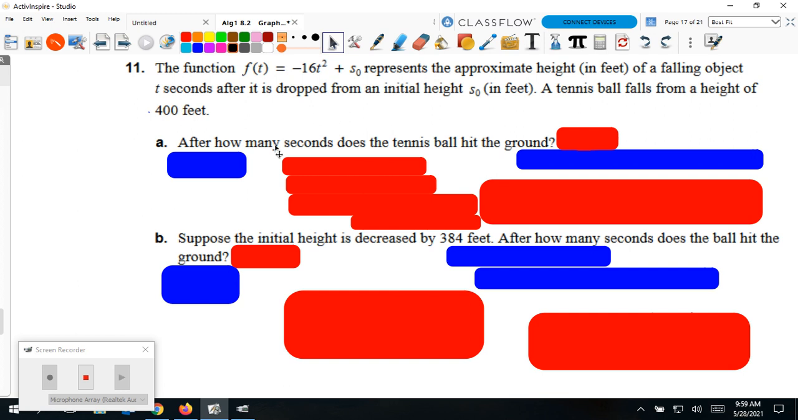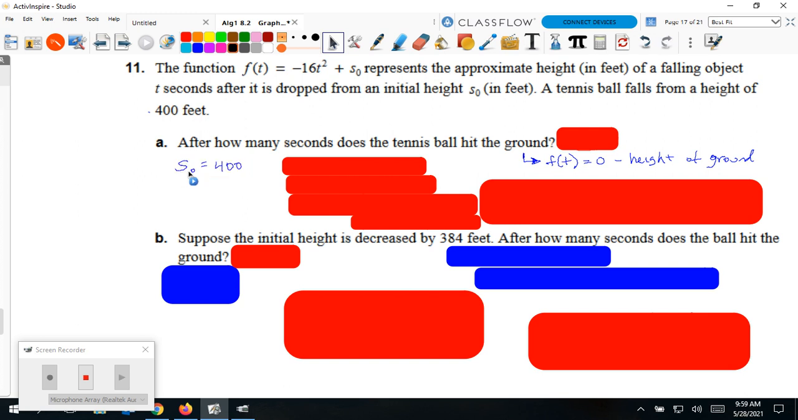And it says, after how many seconds does the tennis ball hit the ground? So remember, the height of the ground is 0. So f of t is going to be 0. And for 400, that's going to be our s of 0. Our initial height, 400, is our initial height.